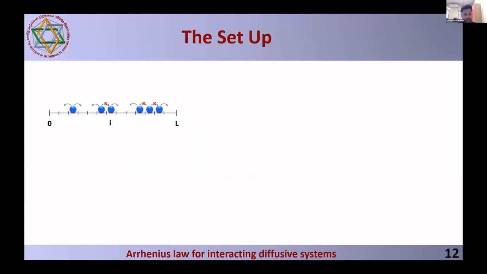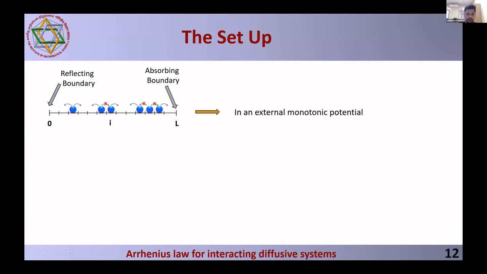So I will now describe the setup with the help of an example of the simple exclusion process. We consider a system of lattice gas of size capital L. We invoke a reflecting boundary at the initial site and an absorbing boundary at the last site, and we put this whole system into an external monotonic potential.